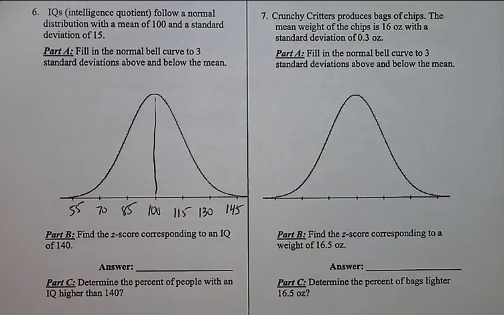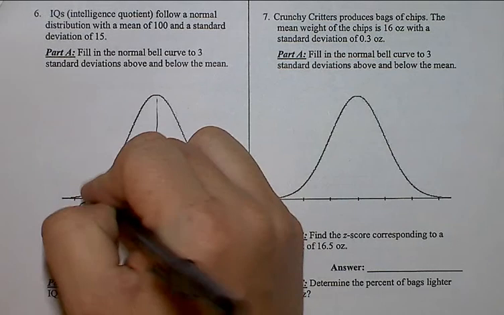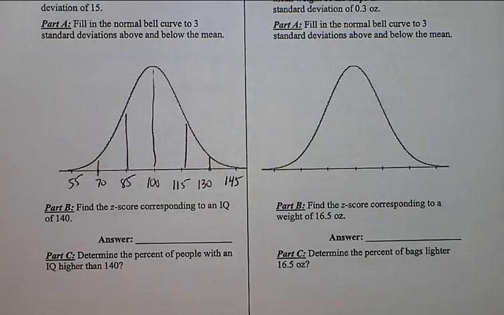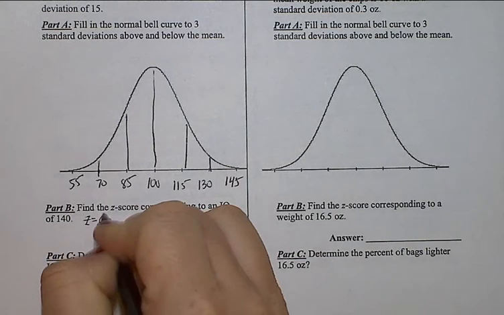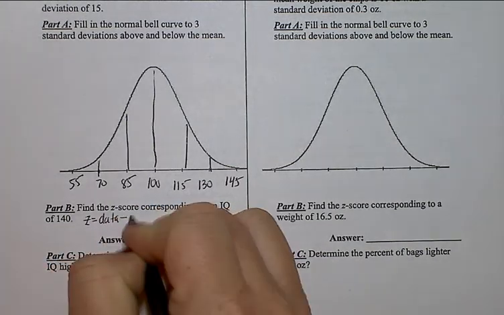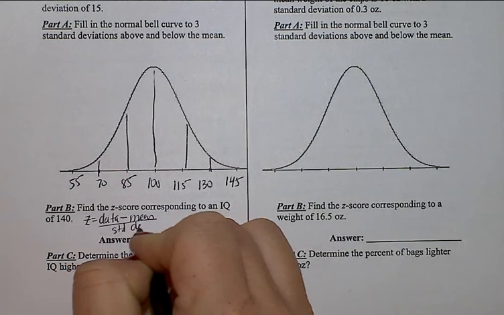Fill in the normal bell curve, 3 standard deviations above or below the mean. Okay, I've already done that. Find the z-score that corresponds to an IQ of 140. A lot of students have forgotten the z-score formula. It's your data point, subtract the mean, divided by the standard deviation.